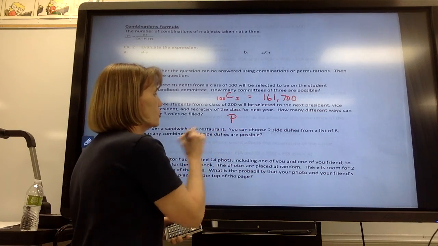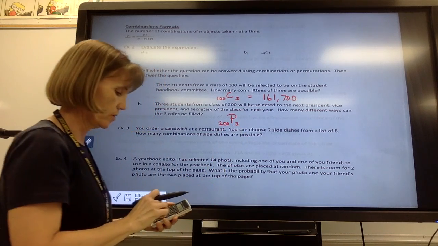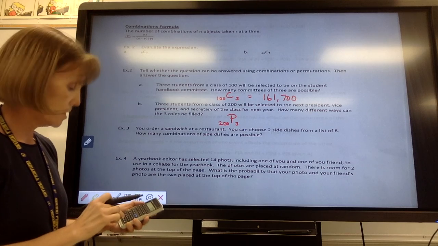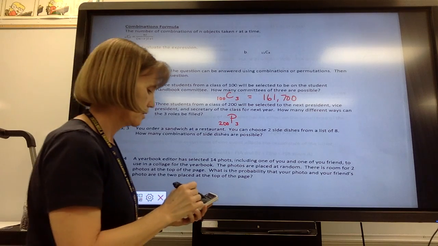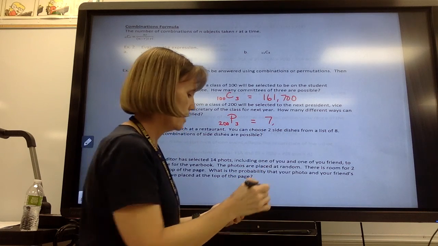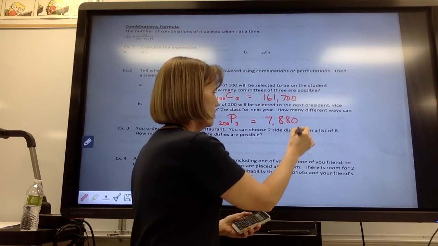This is a permutation. There are 200 kids to select from, and they're going to select 3 of them. So I would do 200, go back to my permutation key. That is 7,880,400.